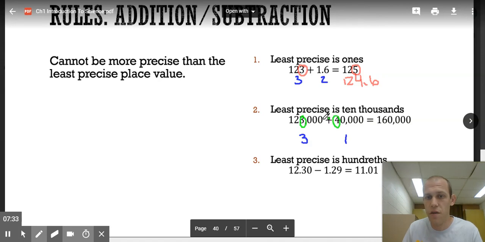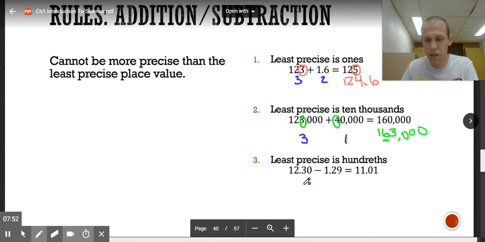We will add these numbers together, which would be 163. And then I have to round to this place value, the 10,000 place value. So that means that 3 is just going to drop off.